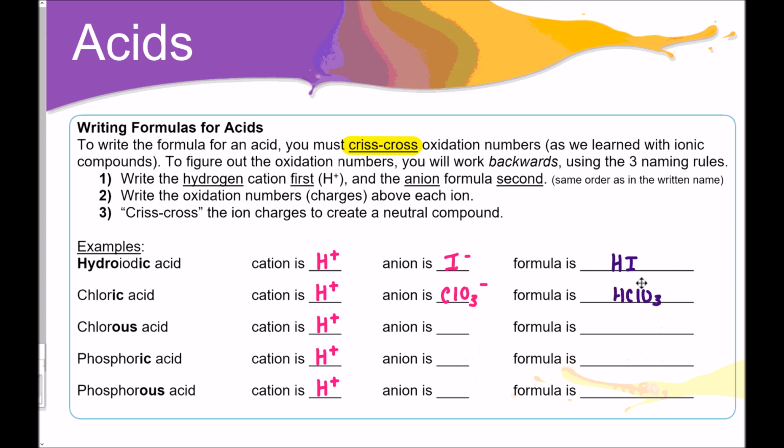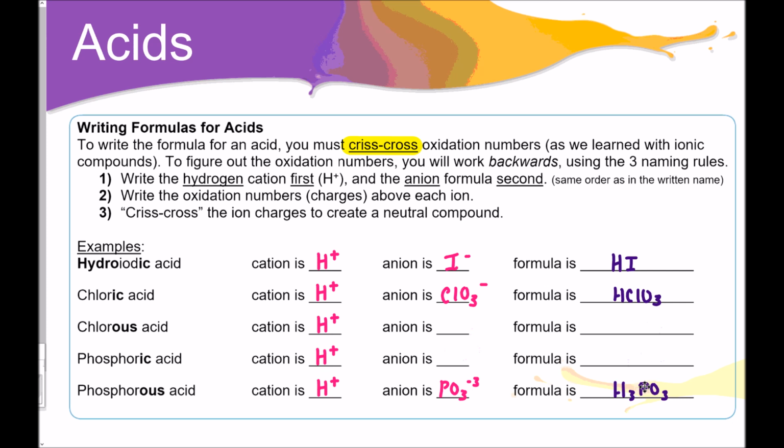Let me look for one we have to crisscross. Let's do phosphorous acid, this last one. Phosphorous, the bite was poisonous, so I'm looking for phosphite. PO3 with a -3 charge. I'm going to crisscross. This 3 is going to become the subscript for hydrogen, so I get H3PO3. You know the rule. Pause the video, try these last two, see how you do.